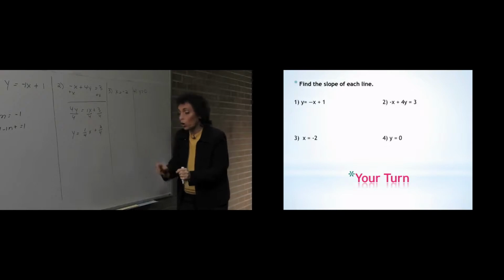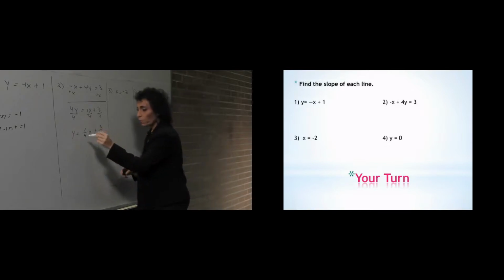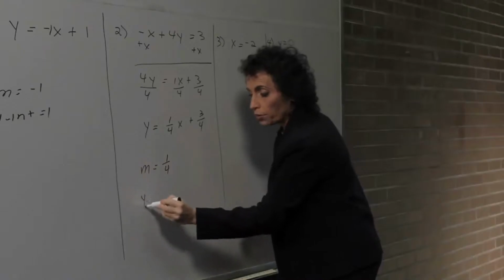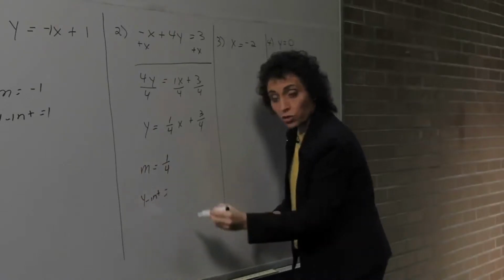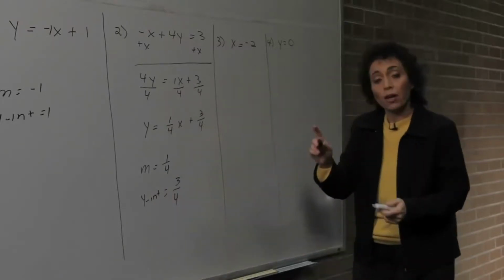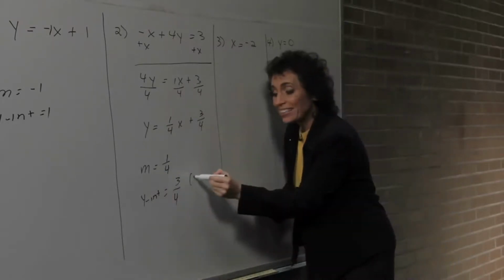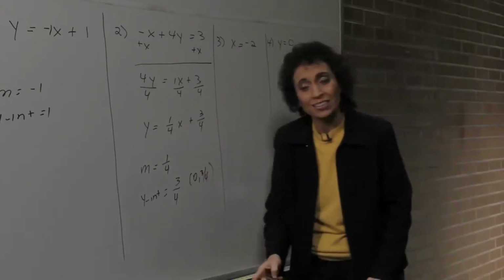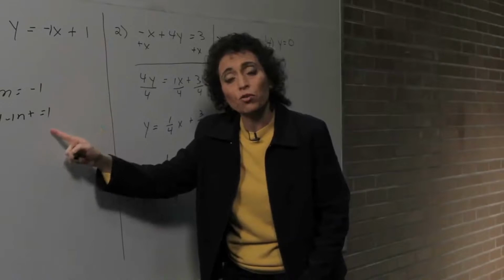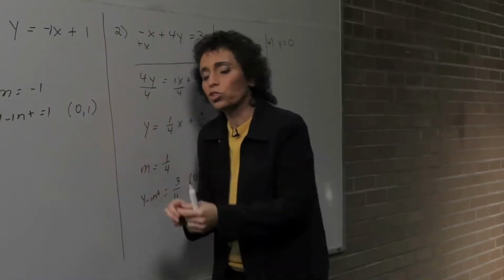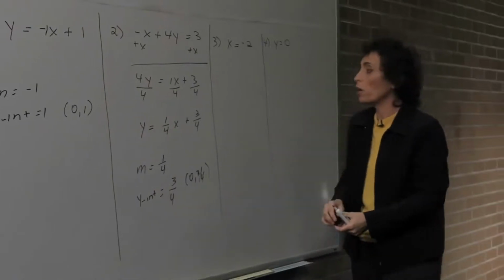As soon as we're solved for y, we can then pick out the slope and the y-intercept. The slope is 1/4. The y-intercept, which is the b, is 3/4. Okay? Or, by the way, I haven't been saying this, but the point is (0, 3/4), remember, right? Because the y-intercept occurs when x is 0. Just like the point here would be (0, 1), because the y-intercept occurs when x is 0. Don't lose sight of that, okay? Otherwise you won't know where it is on the graph.